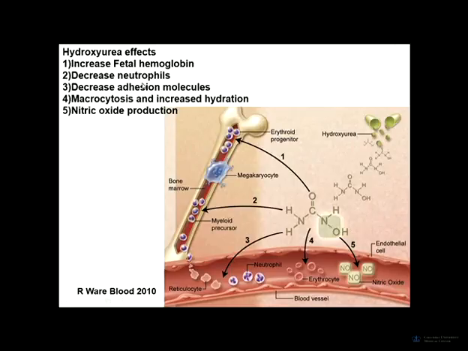It decreases the number of neutrophils. Hydroxyurea is a chemotherapeutic agent, and one of the ways we use it is we push it to maximum tolerated dose by looking at the white count. Because if you remember that vaso-occlusion involves neutrophils and cytokines, if you reduce the white count, you have less incidence of vaso-occlusion. It decreases the adhesion molecules in the endothelium that are responsible for vaso-occlusion.